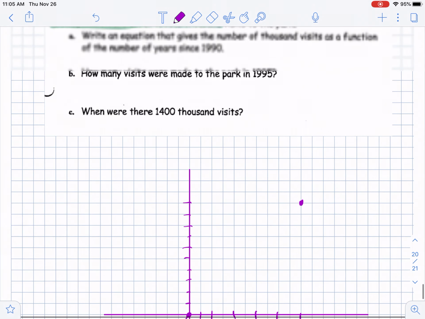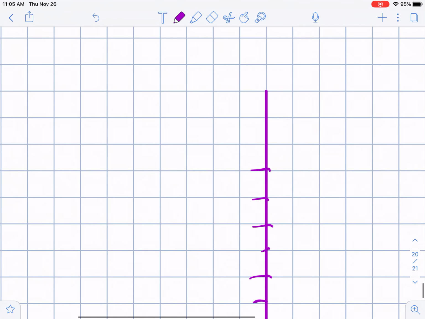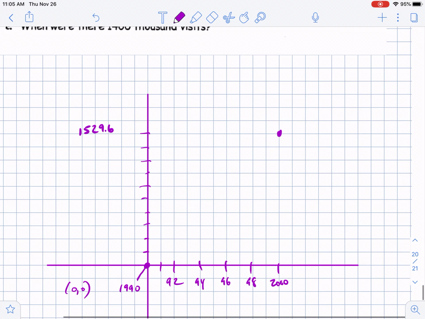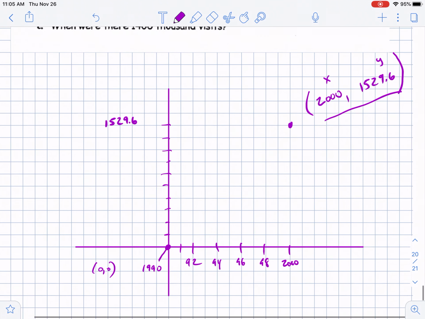And how many people were there in 2000? 1529.6. 1529.6 and 2000. That's our point. This is actually an x, y coordinate. So what is it? It is 2000 and 1529.6. So this is the part about real applicability to life.